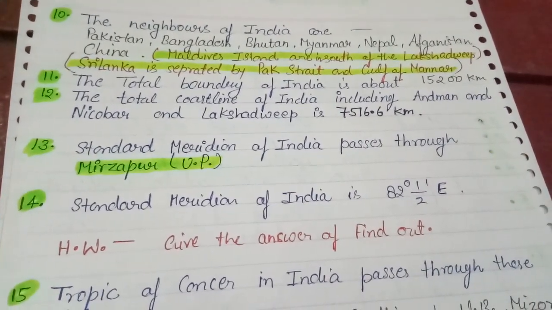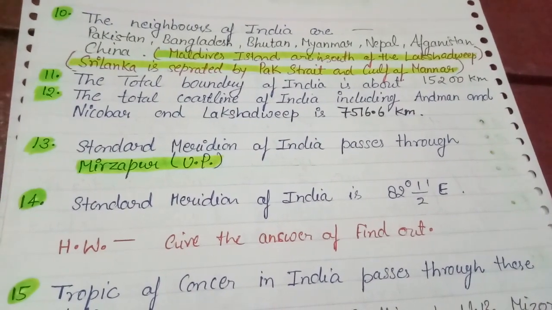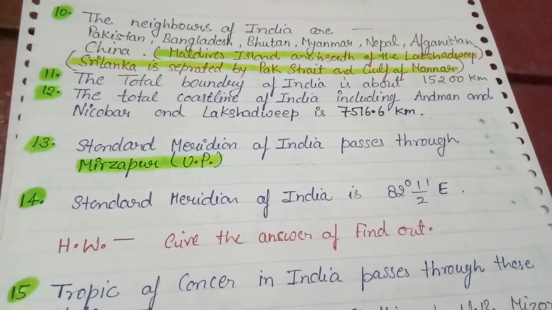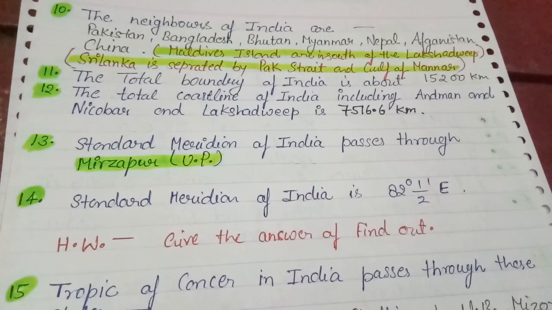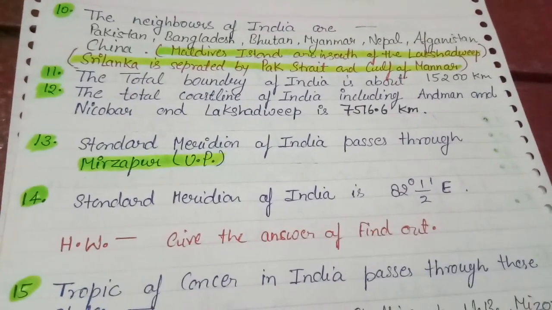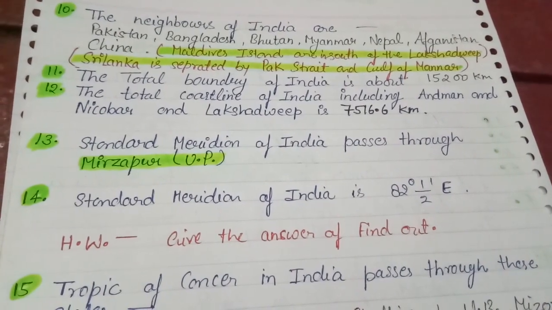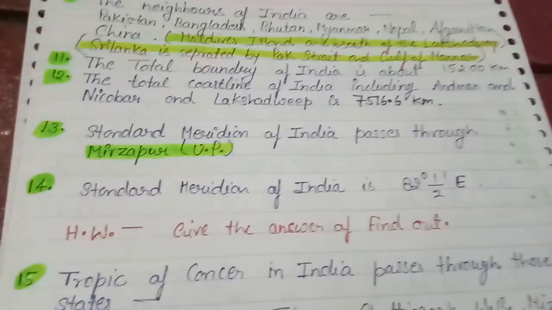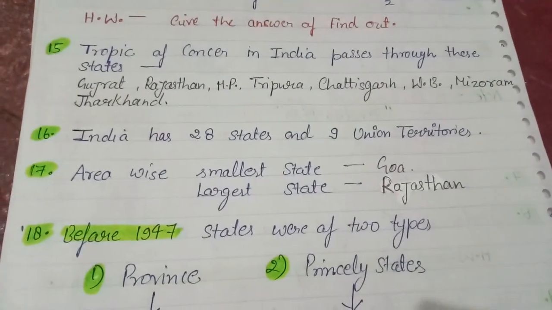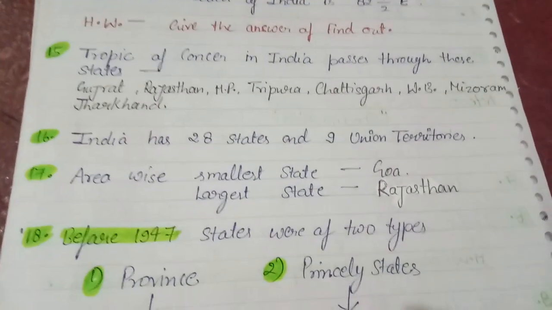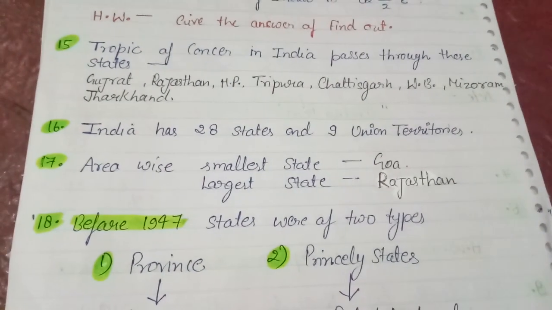14. The standard meridian of India is 82 degree 1/2 minute east. Homework for you, give the answer of Find Out. Find Out is a folder given in your book. You have to find the answers of those questions. Now, point 15, the Tropic of Cancer in India passes through these states.